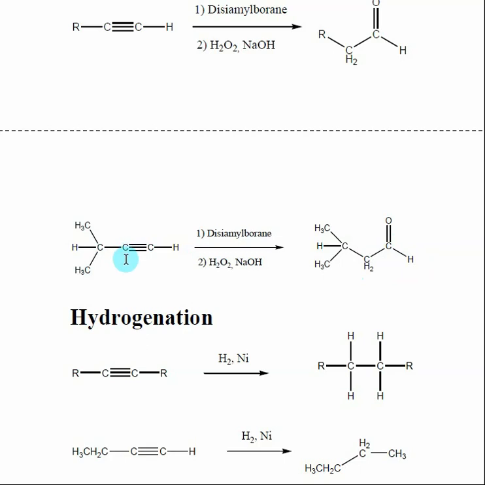Now the carbon on the more substituted side gains two hydrogens. There are going to be two new bonds coming off of this carbon. What does it get? Two hydrogens. Here we had no hydrogens. In this product, we have two hydrogens. So the addition of disiamylborane to an alkyne does an anti-Markovnikov addition of oxygen, and overall what we end up doing is forming an aldehyde.